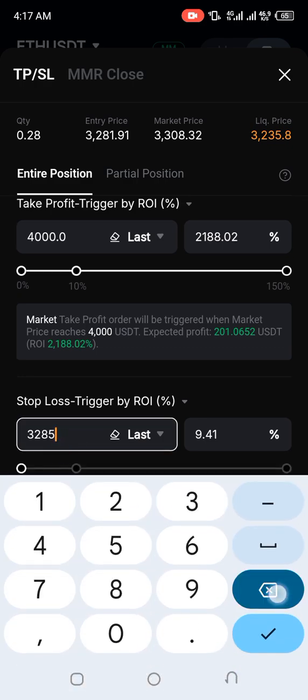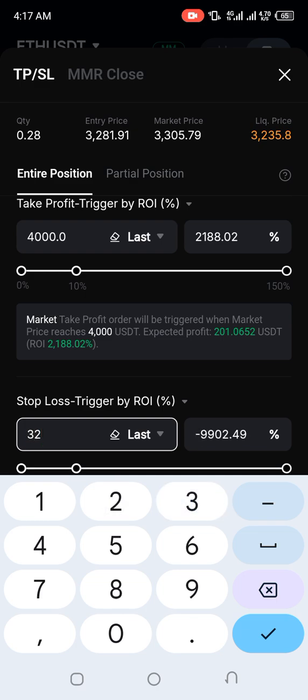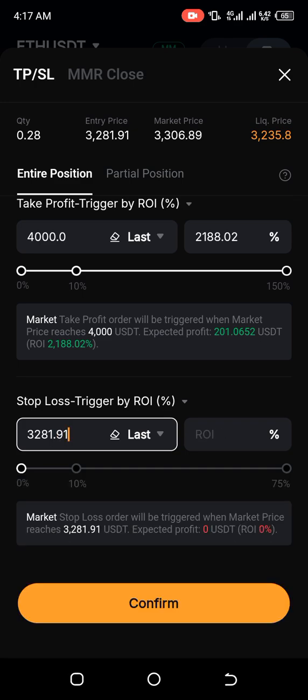The stop loss value, anyway, I've already locked it before. Let's take it away. So I have a stop loss value in this place before. This stop loss value, I am going to change it to the entry price, which is 3281. It's written up here. You can also see it up here, 3281.91. Very good. So you see that right now it's telling me that the market stop loss order will be triggered when market price reaches 3281.91.